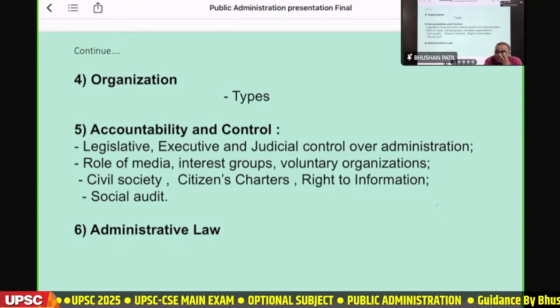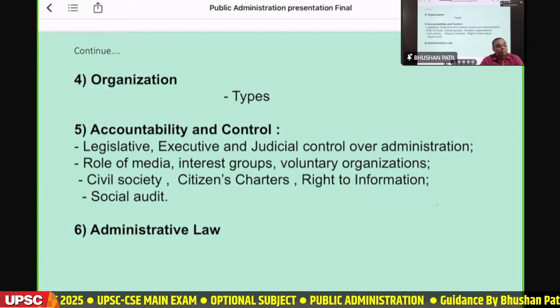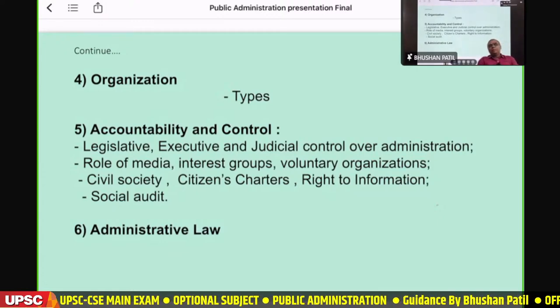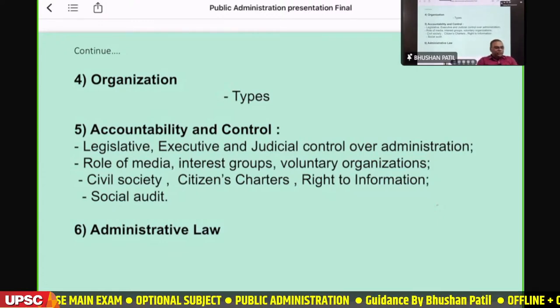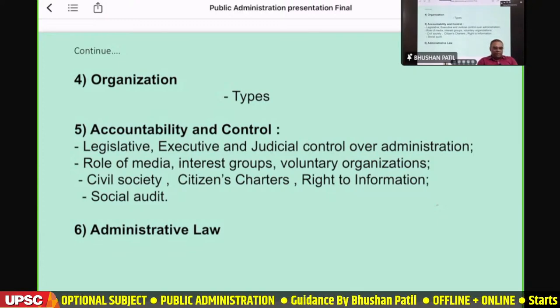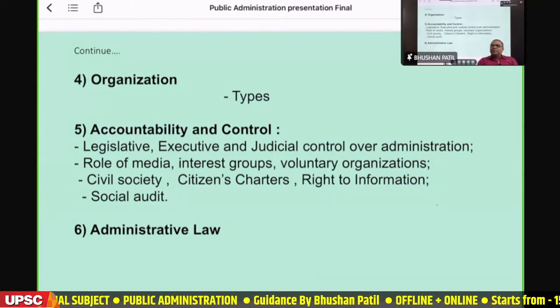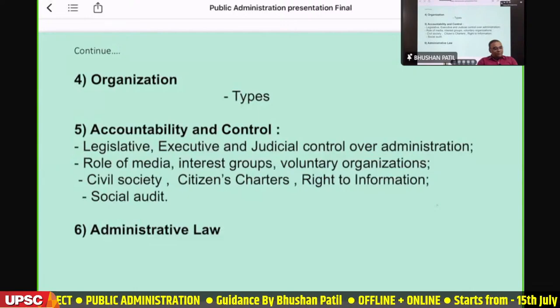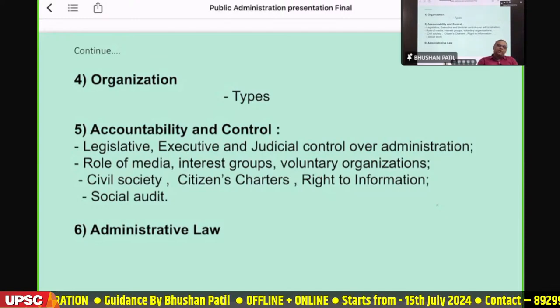Here judiciary gives direction to government. Judicial activism is also there. So judicial activism also, judiciary gives direction to government. Then nowadays media is there, interest group, pressure group, civil society organization, NGOs. Through that actually government becomes accountable to us.